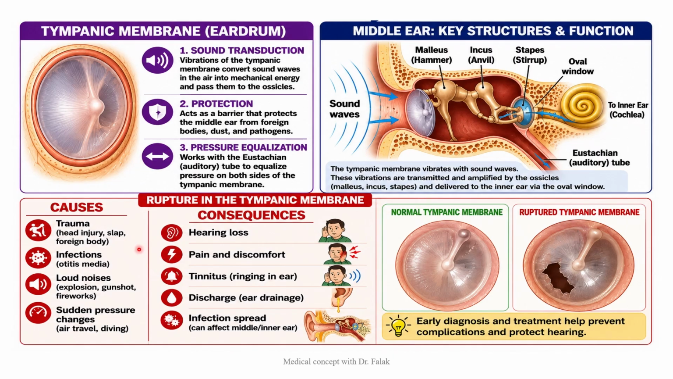If there is any trauma, infection, severe loud noises or sudden pressure changes, these can all cause rupture or perforation of the tympanic membrane. That can lead to hearing loss, severe pain and discomfort, tinnitus, that is ringing in the ear, and discharge that could be either serous or purulent. Sometimes this can lead to spread of the infection towards the middle ear as well as the inner ear. In this picture, you can see the normal tympanic membrane and the ruptured or perforated tympanic membrane. So early diagnosis and rapid treatment help prevent complications and protect hearing.